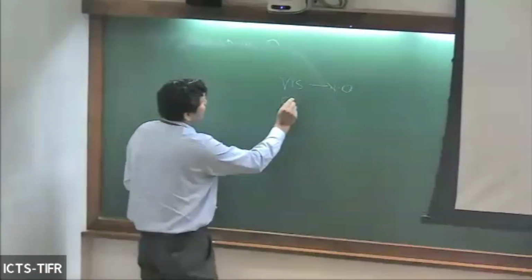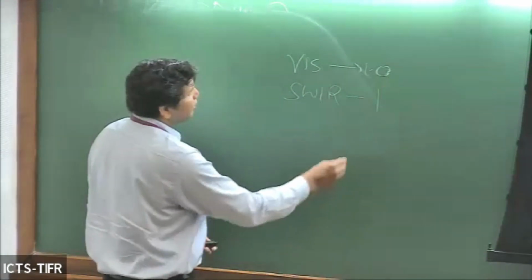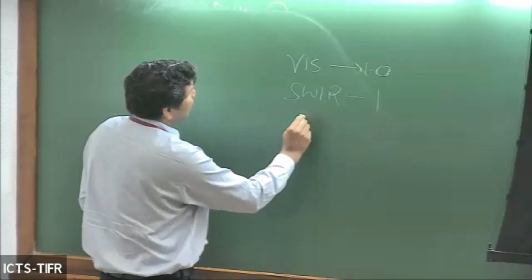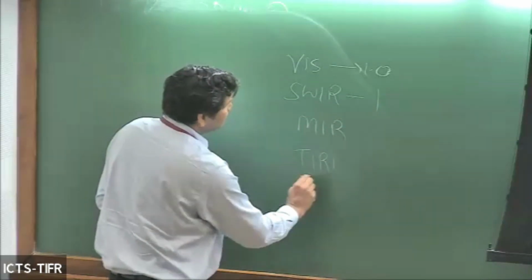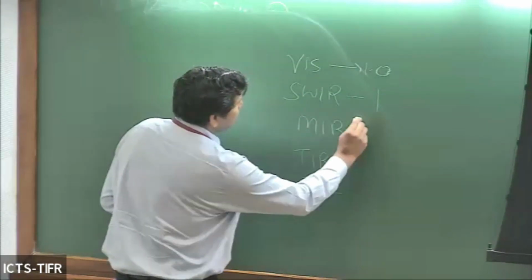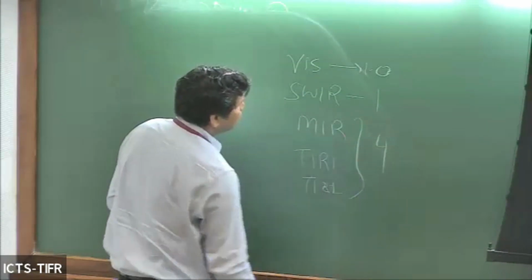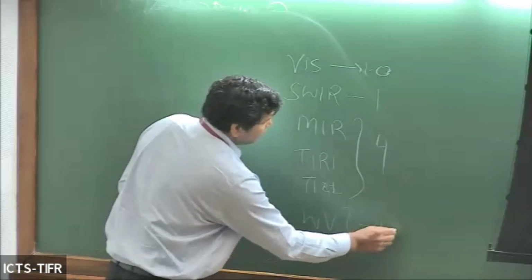Then similarly we have the next channel, short wave infrared. This is also 1 kilometer resolution. Then we have a MIR, TIR1. So these channels are based on their frequency. TIR2, these 3 channels are at 4 kilometer, and one channel is available at 8 kilometer resolution.